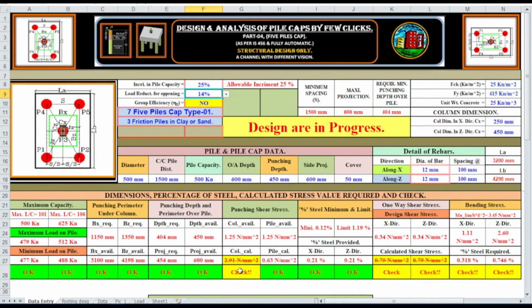Now, look here. Punching safety is not okay. So we have to increase punching depth. 500, not okay. 600, not okay. 700, we have to increase, not okay. 750, it's okay, but 800.